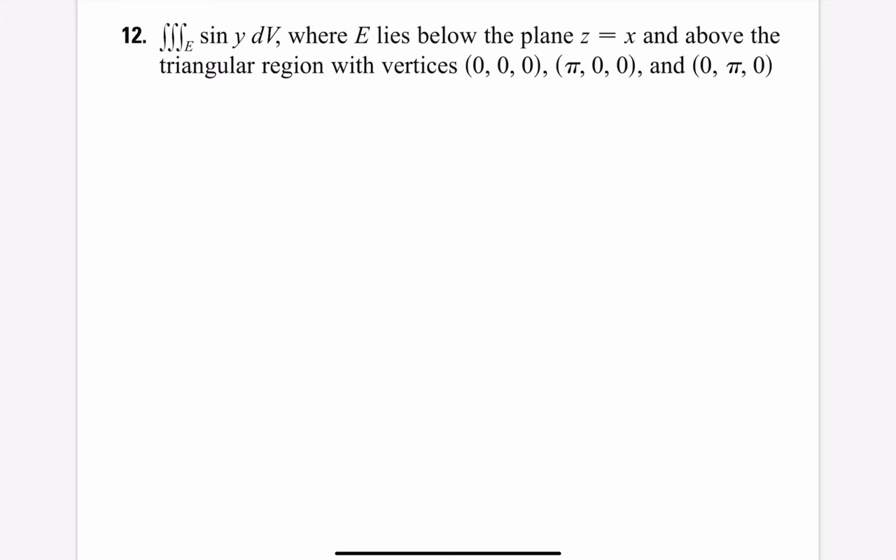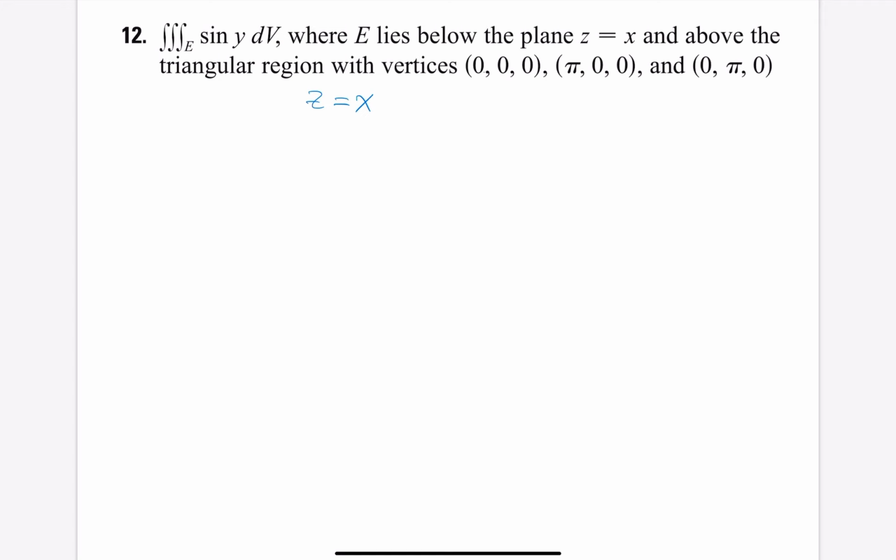So they ask you to find the volume, such that E is a region lying below the plane, Z equal to X, and above the rectangular region that looks like this, okay? First thing, we have Z is equal to X.